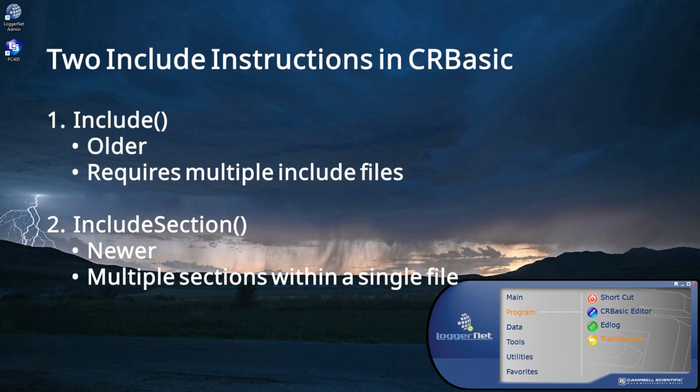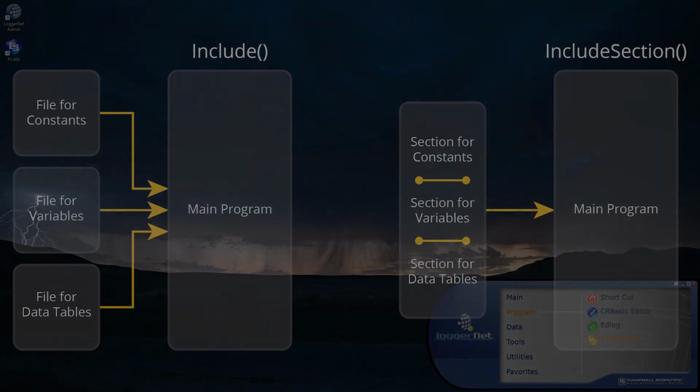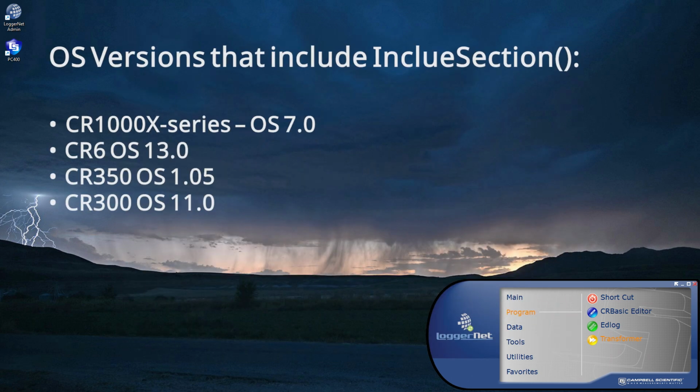There are two include file instructions in CRBasic. The newer include section instruction improves on the older include instruction by allowing multiple named sections to be defined within a single include file, also called a file library. In this demonstration, I will focus on include section. Include section was added with the following data logger OS versions.